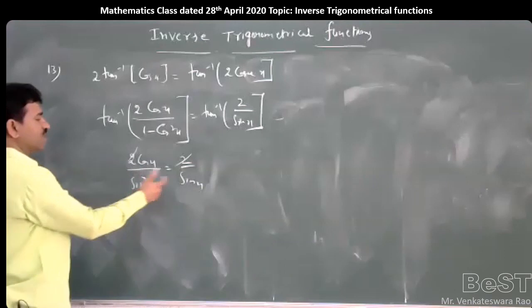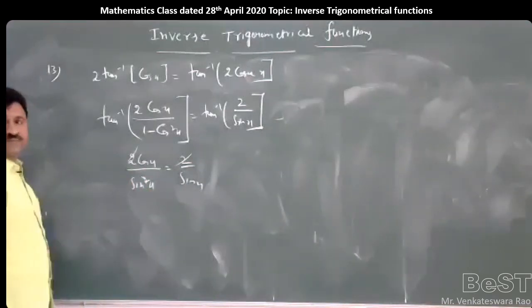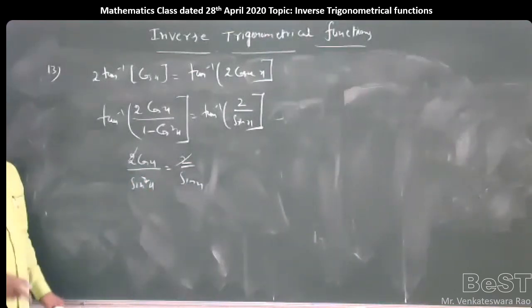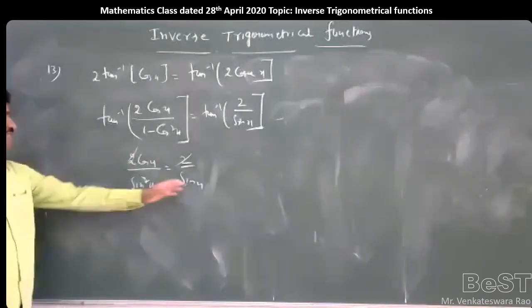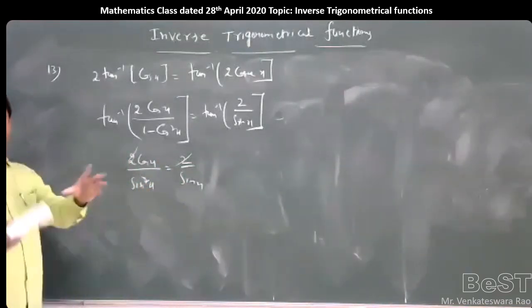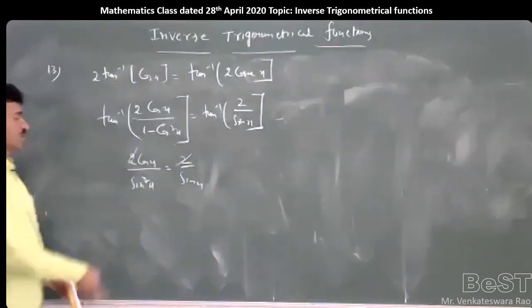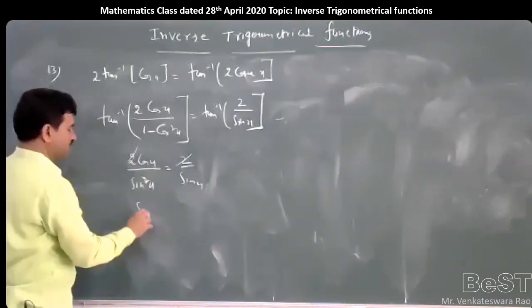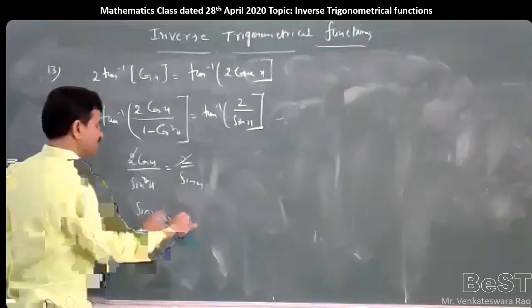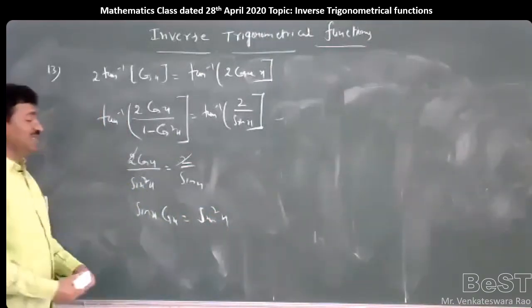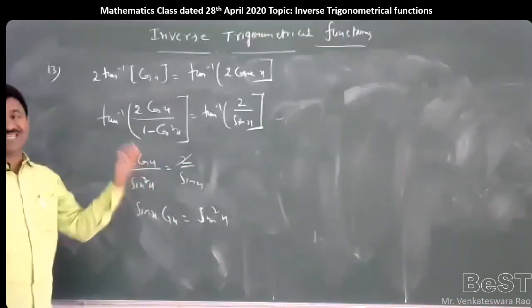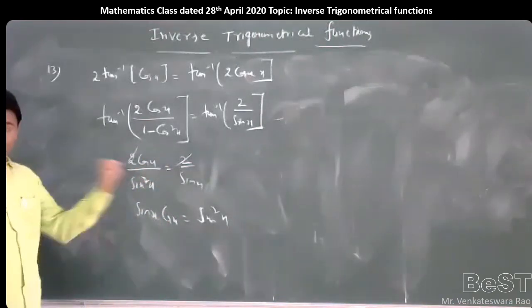Don't cancel sin x, you will lose one solution. That's why I am not cancelling the variables, only constants. If you simply cancel the sin square and sin x, you will lose one solution. So sin x into cos x is equal to sin square x. Whenever solving equations, we should not cancel the variables.